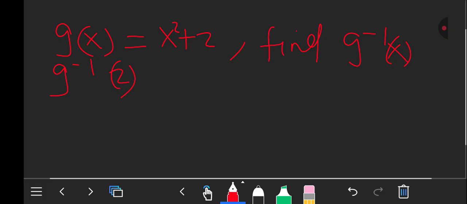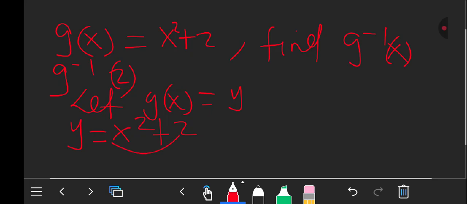So how can you do this? The first thing, let g of x be equal to y. So it will be y is equal to x squared plus 2. Then make x squared the subject. So I'll take this 2 to the other side. Okay? So I'll have y minus 2 is equal to x squared.